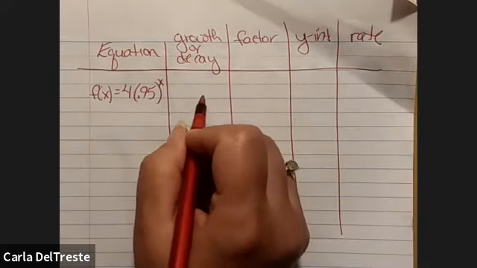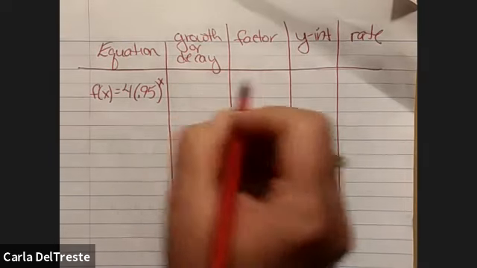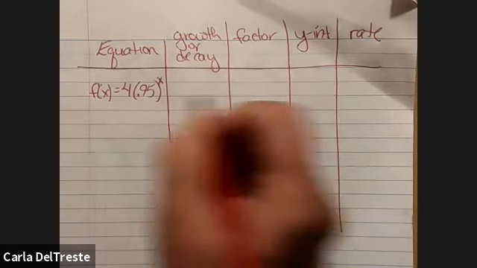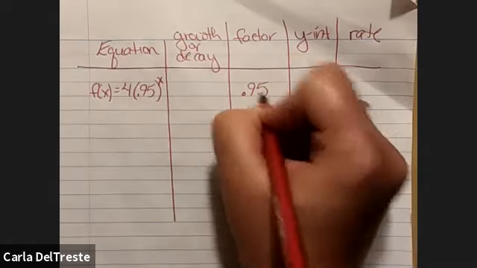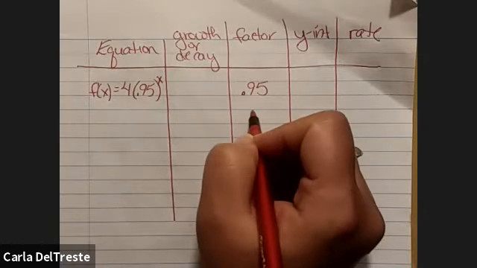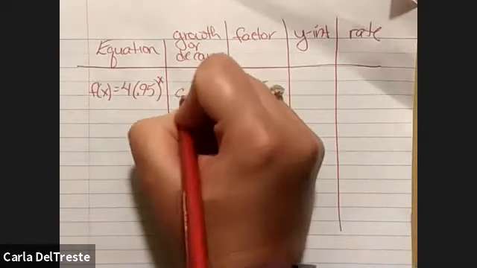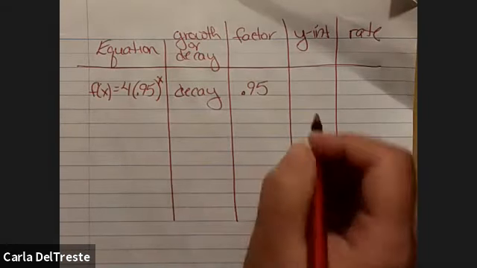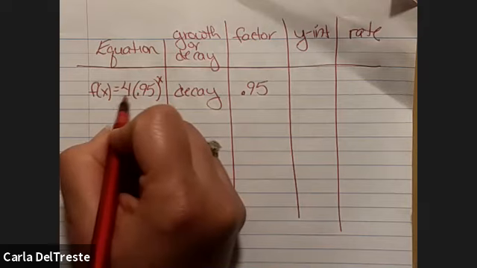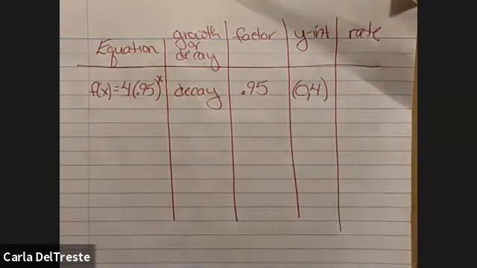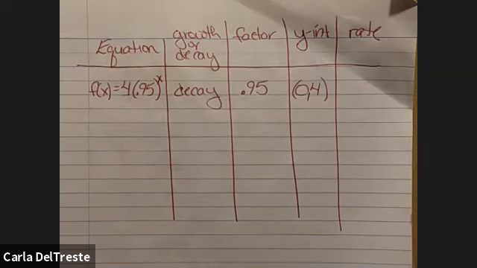Is this going to be growth or decay? Well, first you might want to identify the factor. The factor here is the 0.95. It is a decimal factor. It's between 0 and 1. And so this is decay. The y-intercept is this leading value. So it's going to be 0, 4, because the y-intercept always occurs when the input is 0.